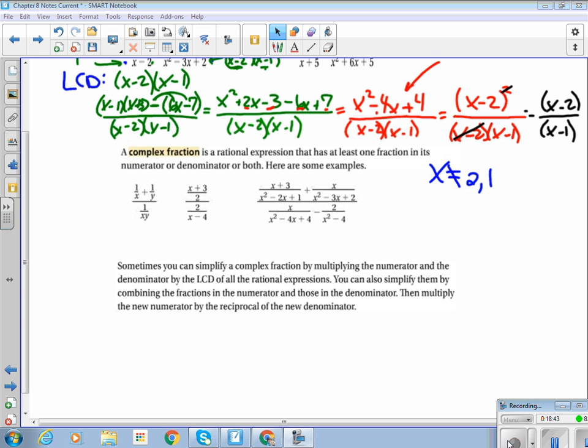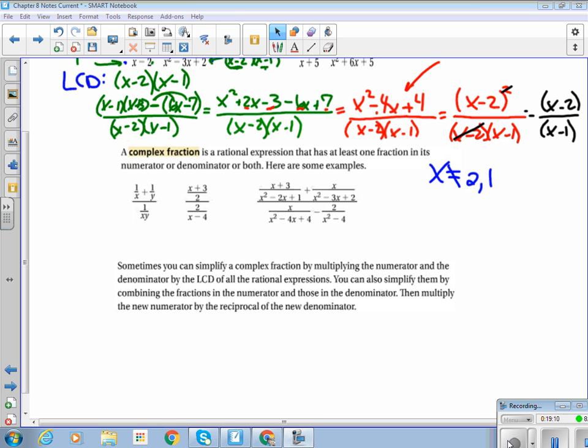All right, now it's going to get crazy up in here. We are going to do complex fractions. Yay! If you thought the fractions before were complicated, we are now rolling into complex fraction land. It's a rational expression that has at least one fraction in its numerator or denominator, or both. Here are some crazy examples of complex fractions.